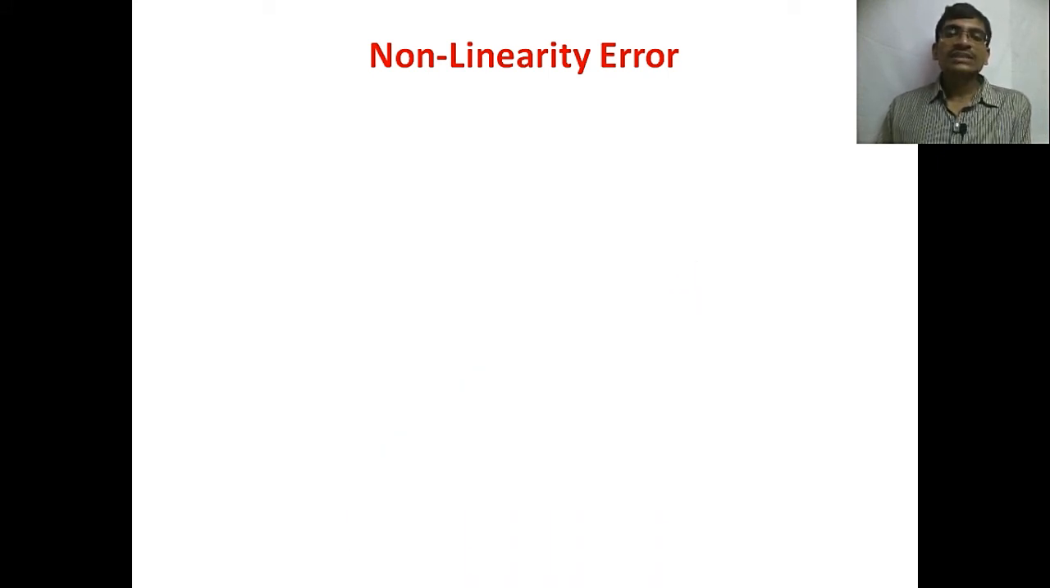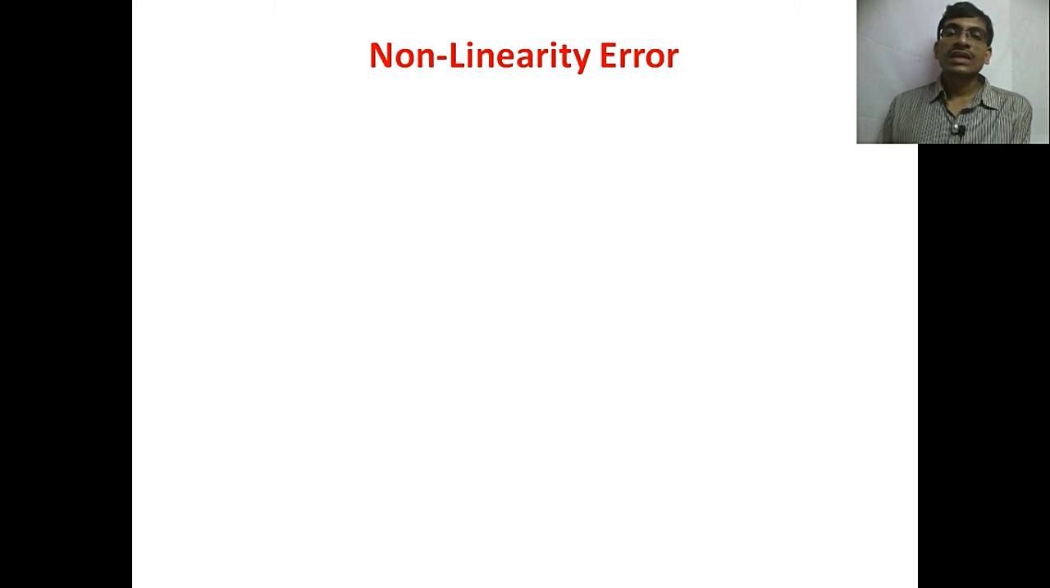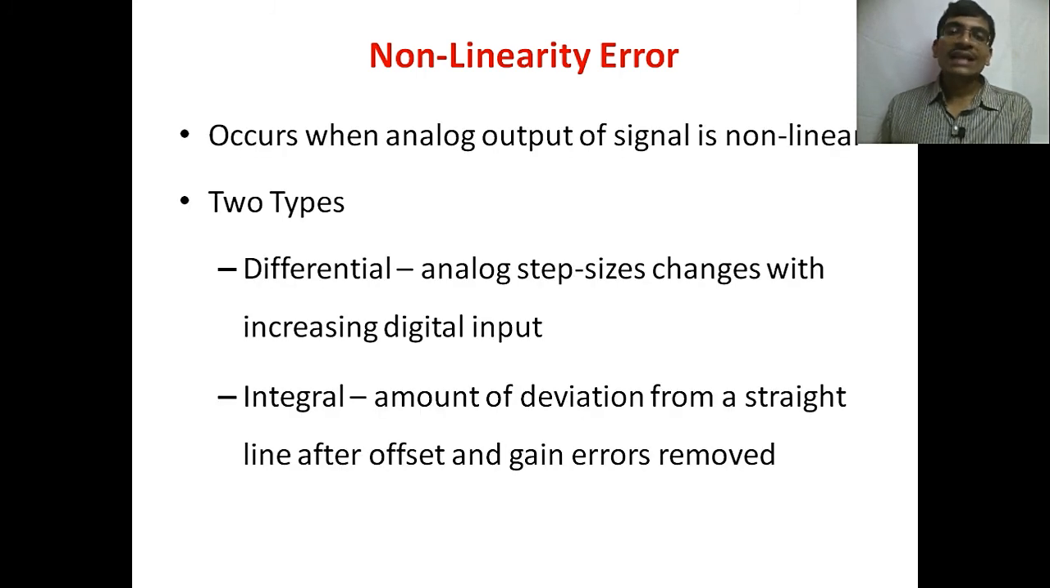Okay, so this non-linearity error, if you see here, we have already discussed the step size must be the same for the digital input increment. So here the step size is somewhat high when compared with the first step size, and here also the step size is increased a lot between the previous step and this step, and then here the step size is decreased, and then again the step size increased. The step size is not constant here.